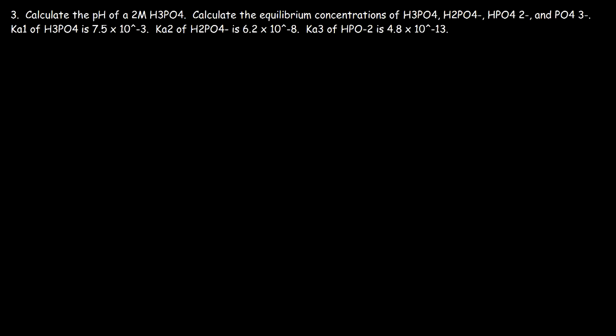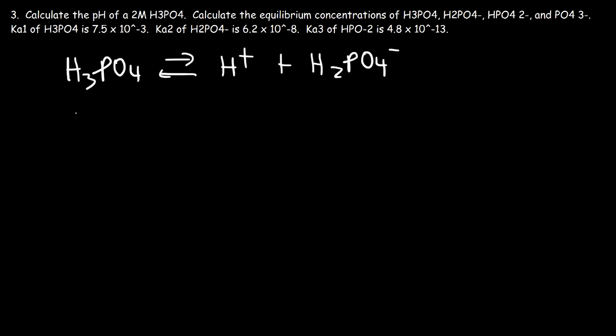Number 3, calculate the pH of a 2 molar H3PO4 solution. And in addition, we need to calculate the equilibrium concentrations of phosphoric acid, H2PO4-, hydrogen phosphate, and phosphate as well. So let's start with the first one. So phosphoric acid is in equilibrium with H plus and H2PO4-. And so we need an ice table.